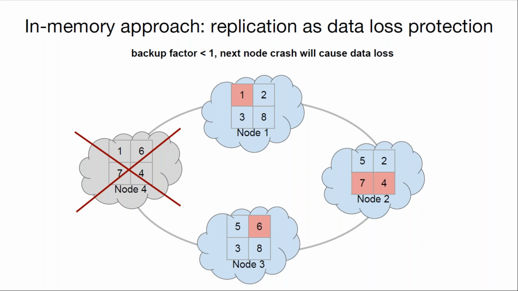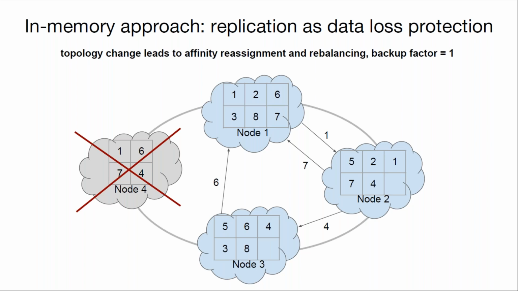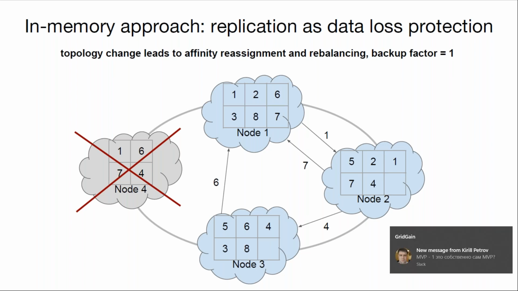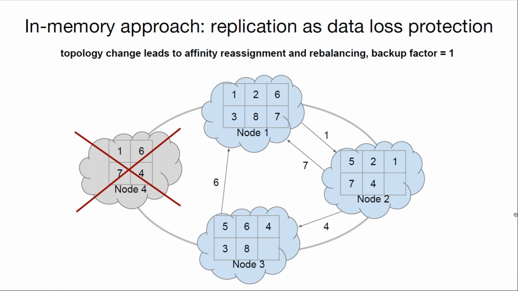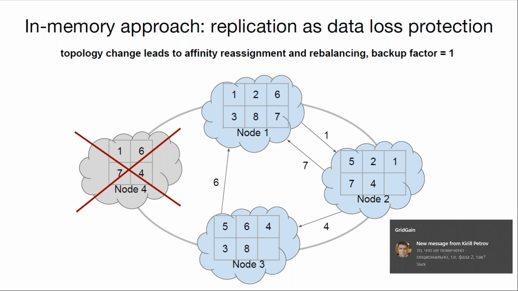And Ignite manages this situation automatically in memory mode. What happens here? The affinity function reassigns partitions to the new hosts, and data rebalancing is started.